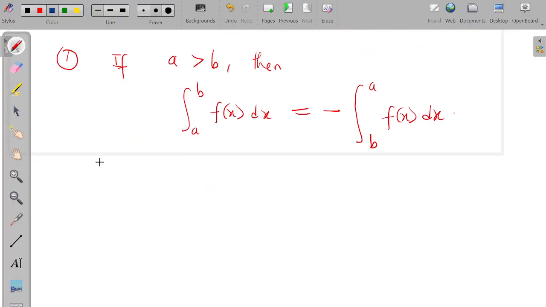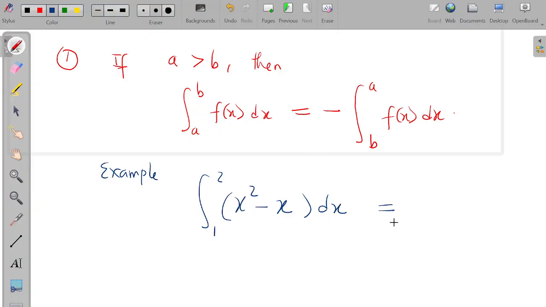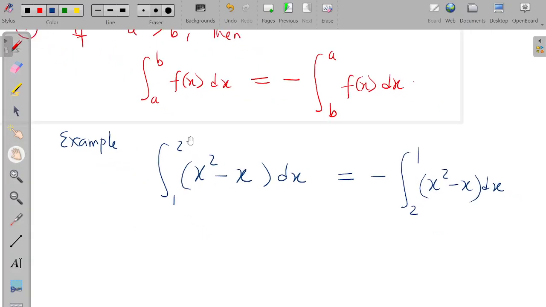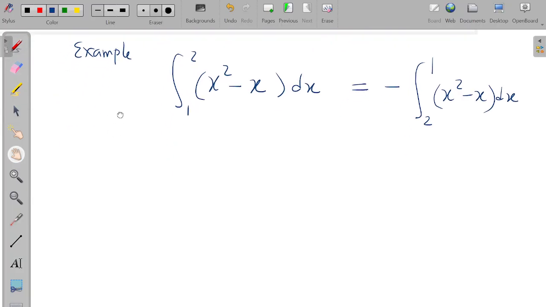Okay, so for example, we will say from 1 to 2 of x squared minus x dx. I want to find this. I can find this in another way by changing the limit, but then there will be a negative coming. So instead of 1 to 2, I can swap the limit to 2 to 1, but there will now be a multiplication by negative. Please take note of that.